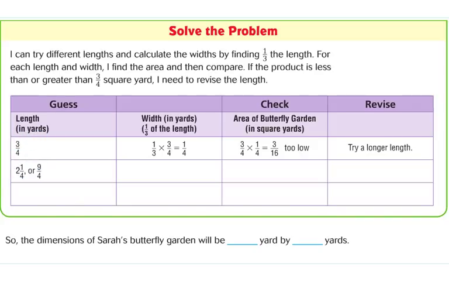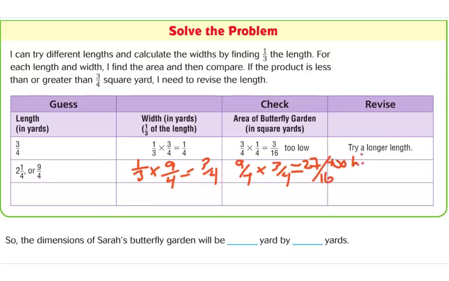So our next one that we have here is 2 and 1/4. We converted that to an improper fraction so we can multiply that easily. So we're going to say 1/3 times 9/4 is equal to 3/4. Then we're going to take 9/4 and multiply it by 3/4, the width that we found, and we would get 27/16, which we know is too high, boys and girls. So we're going to try another one.